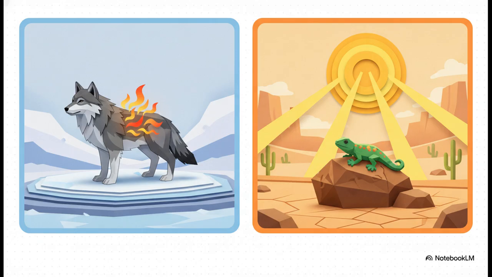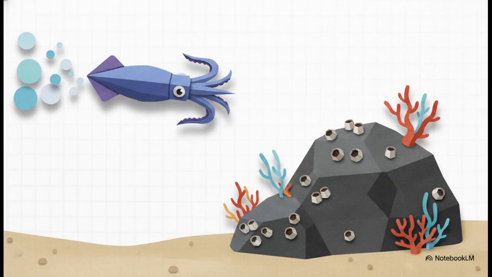And because they aren't burning calories just for heat, they need significantly less food to survive over long periods. And then there's movement, which is basically a biological blueprint custom-built for an animal's environment. The variations here are just incredible.